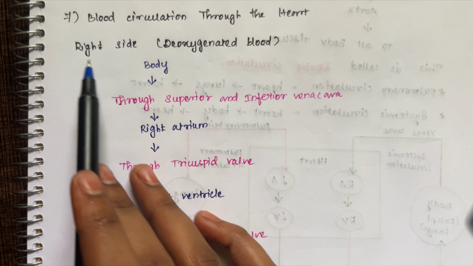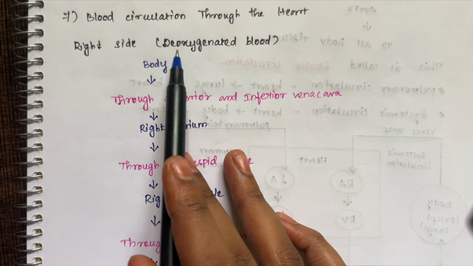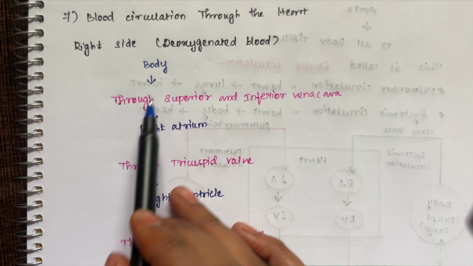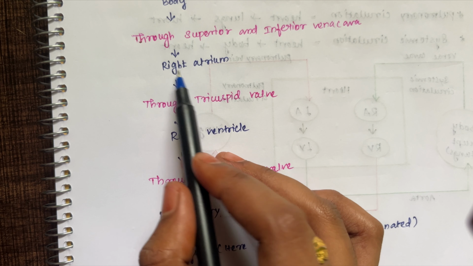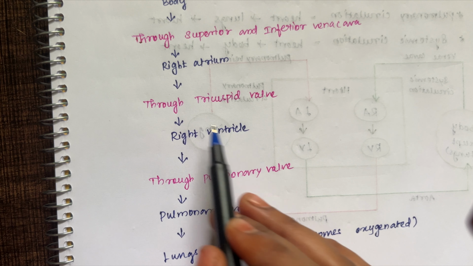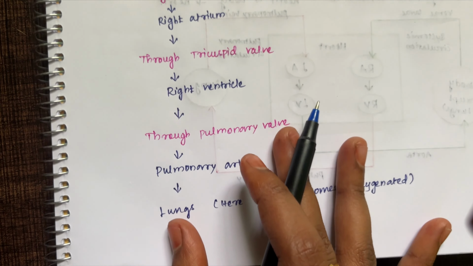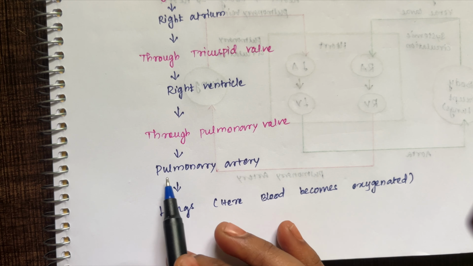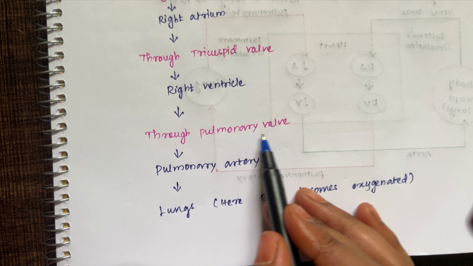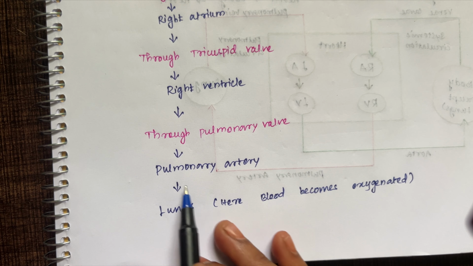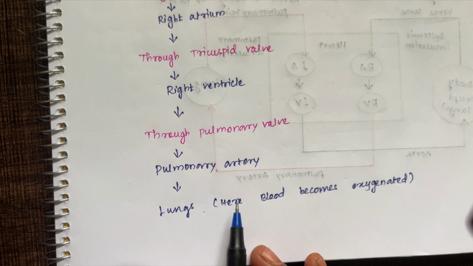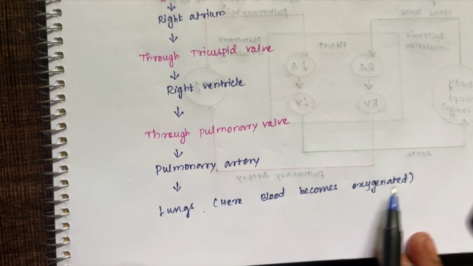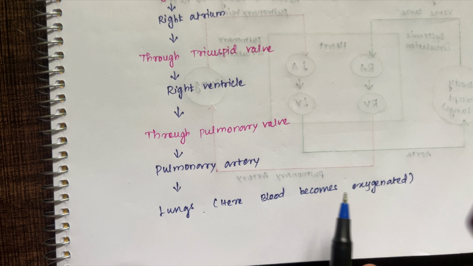We are going to focus only on the right side, that is, deoxygenated blood from the body will enter into the right atrium through the superior and inferior vena cava. From the right atrium, the deoxygenated blood will enter the right ventricle with the help of the tricuspid valve. Then from the right ventricle, it will enter the pulmonary artery with the help of the pulmonary valve. Then at last, the deoxygenated blood will go into the lungs. In the lungs, in the alveoli region, the oxygenation will take place.